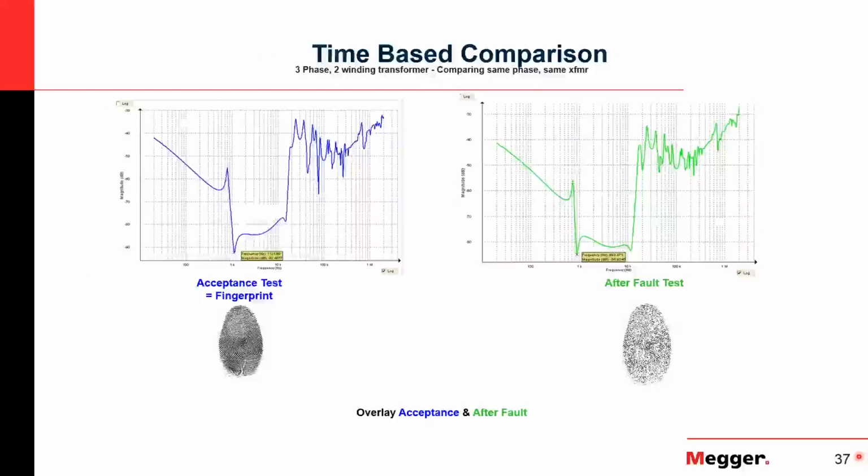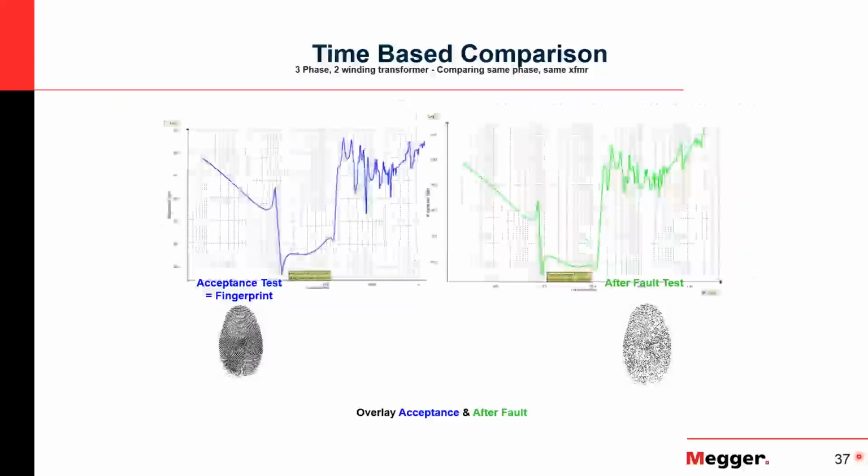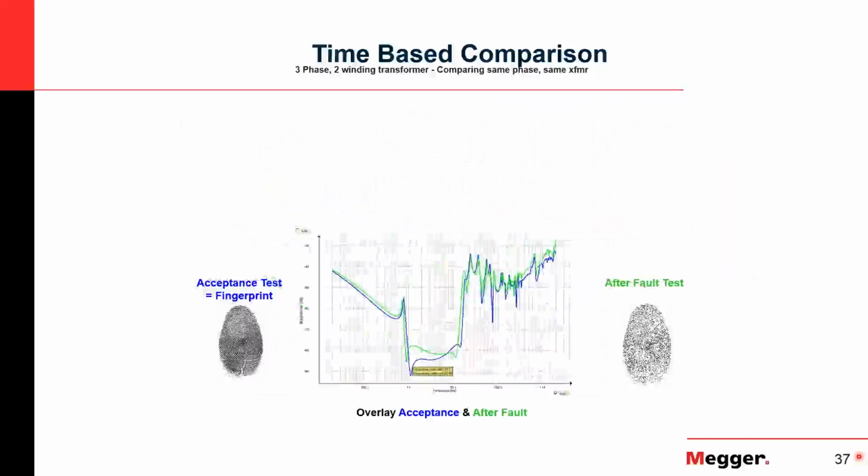So let's look at this. We have our original fingerprint from commissioning, and then there was a fault on this one. So you want to compare the two and overlay them. If I do that, now you can see there's actually a deviation here. It's the same phase on the same transformer, same connections, but you see these no longer overlay. So something happened during that fault, and now we know that something mechanically changed internally in that transformer.